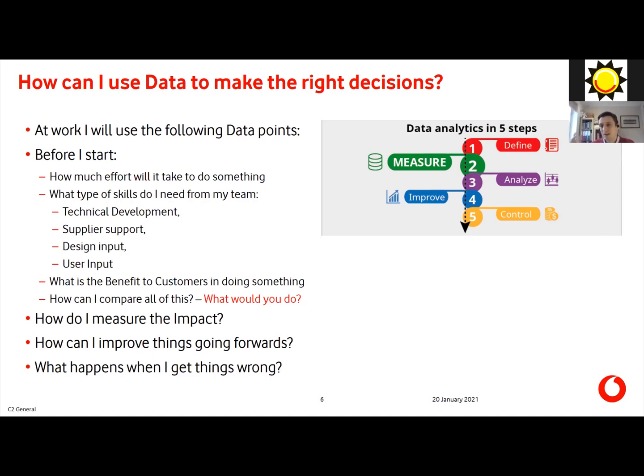And how do I compare all of this? What would you do in my situation? How would you compare all those data inputs to understand, you know, what the value is of the output? So you need to think about how you're going to measure the impact, how you're going to analyze it, improve it, and control it. So to take you to another example of what I've done in the past.